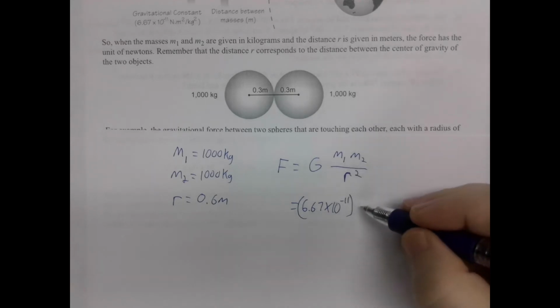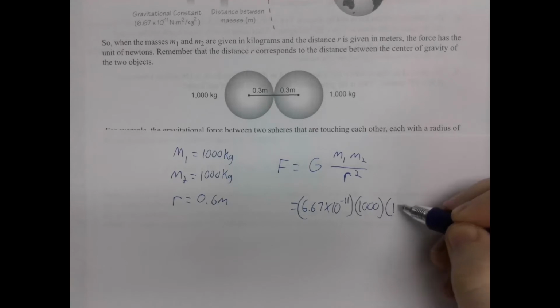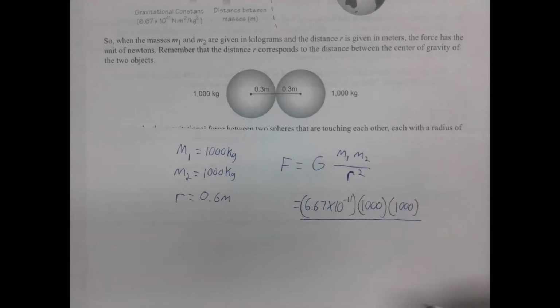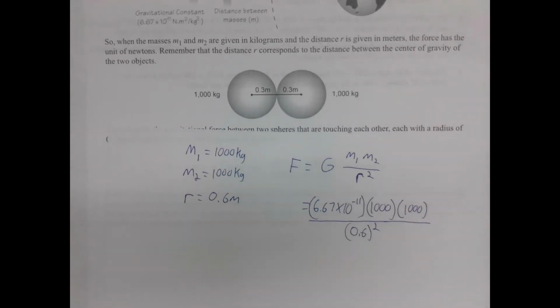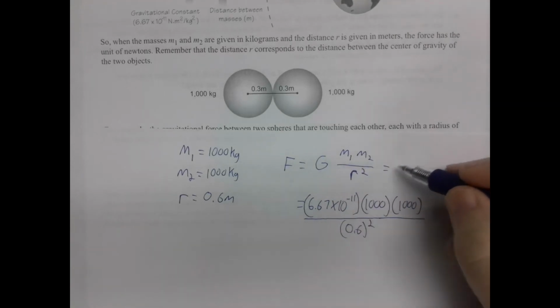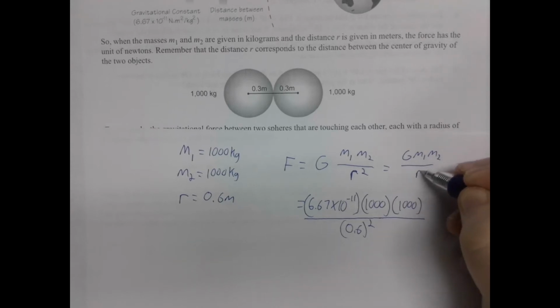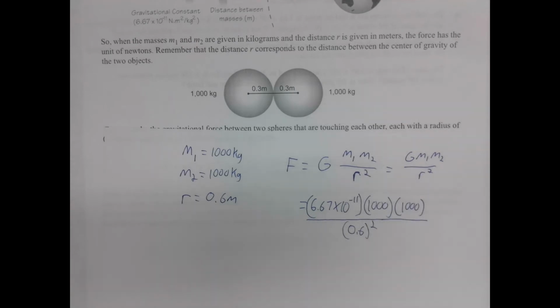And then I'm going to multiply it by the first mass, 1,000 kilograms. Multiply it by the second mass, 1,000 kilograms. And then you can divide the whole thing by the radius squared, so 0.6 squared. Note that you can pull this G up to the numerator so that it's G m1 m2 over r squared. These two equations are the same thing.